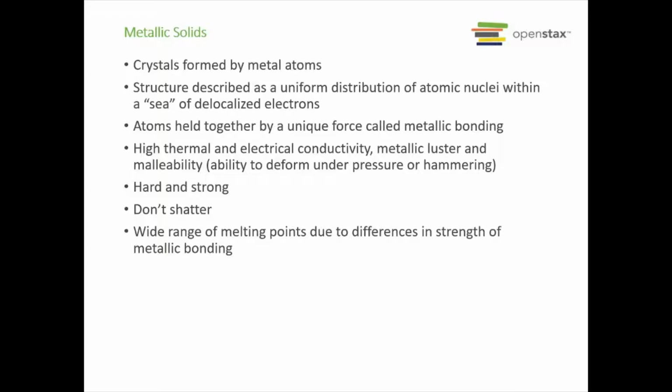So the next type of solid is the metallic solid. These are crystals that are formed by metal atoms. To describe this structure, you have a uniform distribution of the atomic nuclei, all the metal nuclei, and you have a sea of delocalized electrons. All the electrons are just kind of surrounding the whole system, floating around.